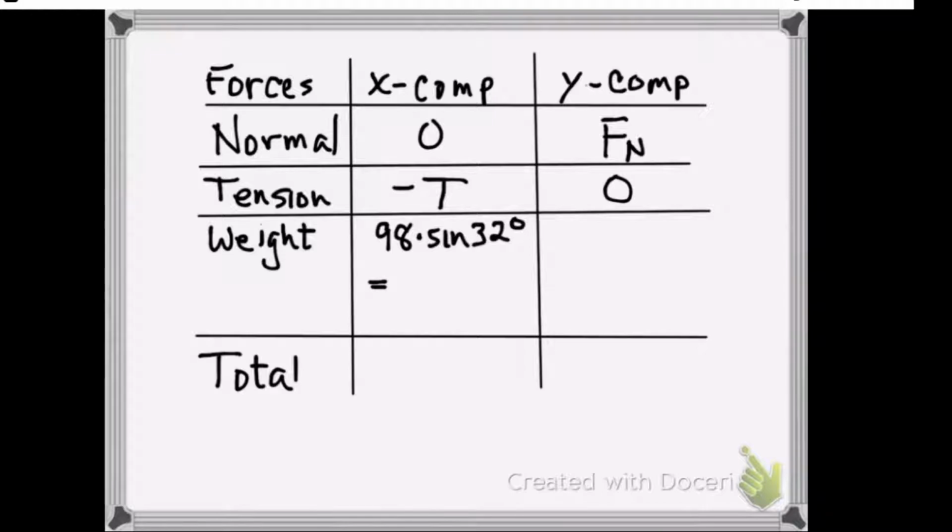So let's get a numerical result for that. We have to take the sine of 32 degrees, and then we're going to multiply that by 98, and we get 51.9. So that is our result. We're going to round off to the nearest tenth, and that's our result for the weight in the x direction.